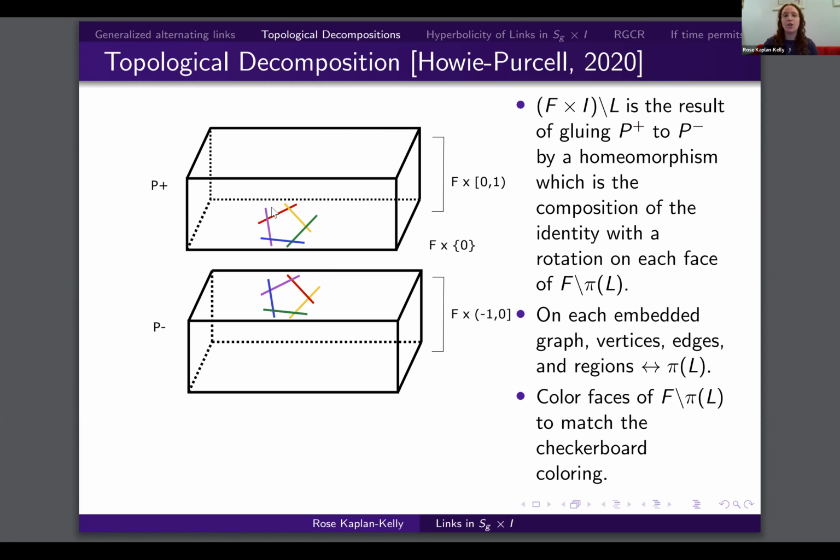And to recover the full complement of the link in the thickened surface, we glue P plus to P minus via a homeomorphism, which is a composition of the identity with a rotation on these faces. So you can see that rotation occurring via the coloring I've put on this face, where we turn and then glue. The cellular graph corresponds to the link diagram, so we also get a coloring on the regions, either white or shaded, that corresponds to the checkerboard coloring that we have for the link diagrams. So if I drew out more, you would see that some of these faces are white and some are shaded, corresponding to the checkerboard surfaces.